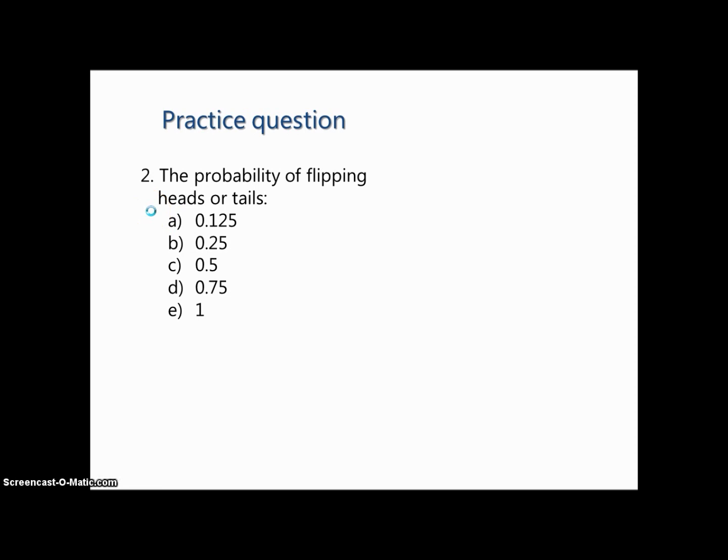So now, what's the probability of flipping heads or tails in a single flip? That is the probability of flipping heads plus the probability of flipping tails, which are both 0.5, so we end up with a probability of 1. If you think about a coin toss, you are going to get either heads or tails, guaranteed. So the probability of getting heads or tails is 100%.